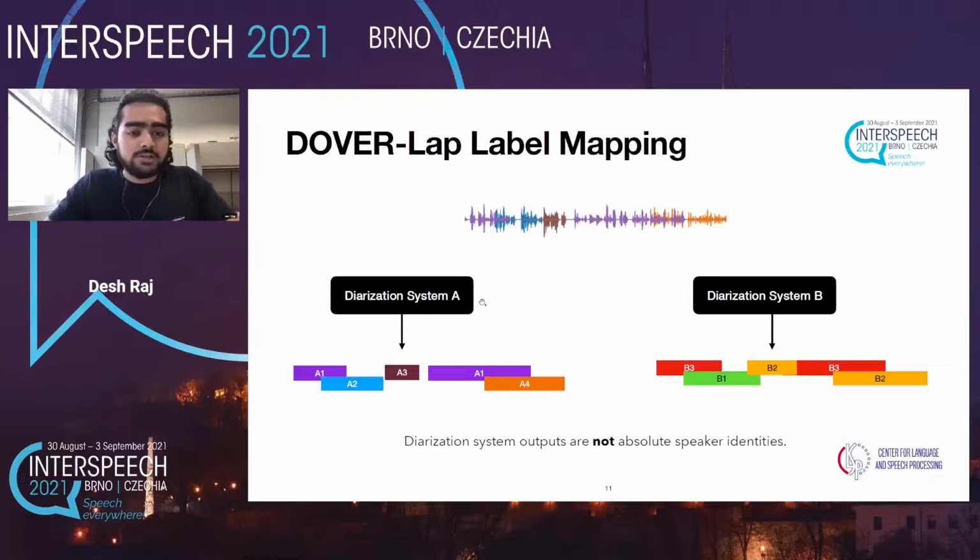Here is an overview of what the DOVERLAP label mapping stage does. Suppose we have the outputs from two diarization systems, A and B. Since the diarization systems do not output absolute speaker identities, but rather relative speaker identities, we may have speaker labels which look like A1, A2, A3 from system A, and B1, B2, B3, and so on from system B. And we do not have any correspondence between the labels from system A and those from system B, which presents a problem if we want to combine systems A and B.